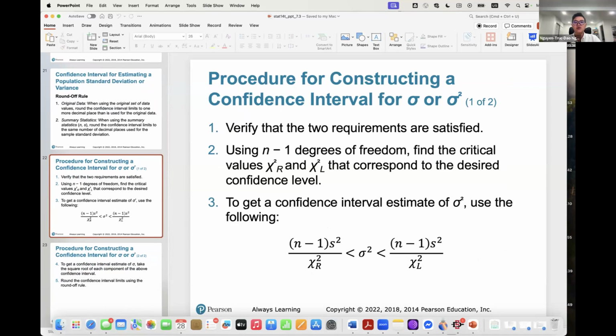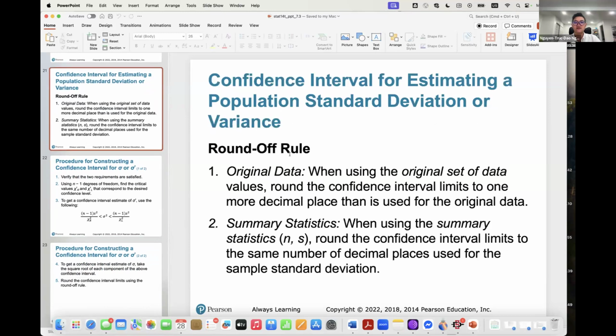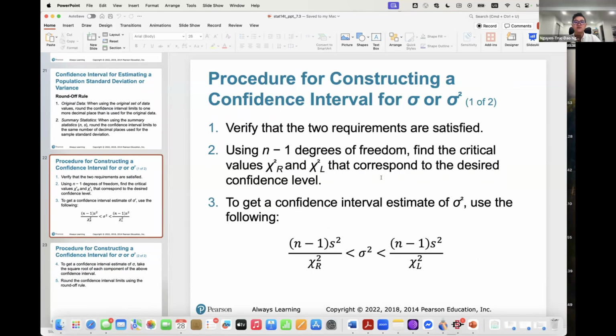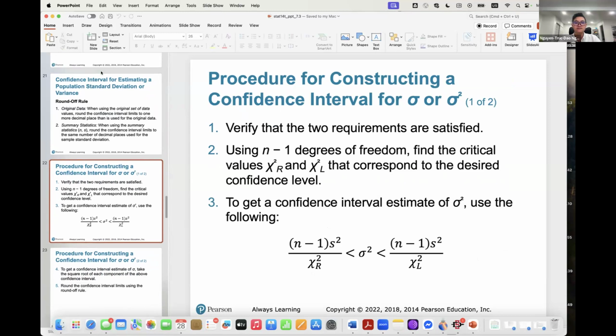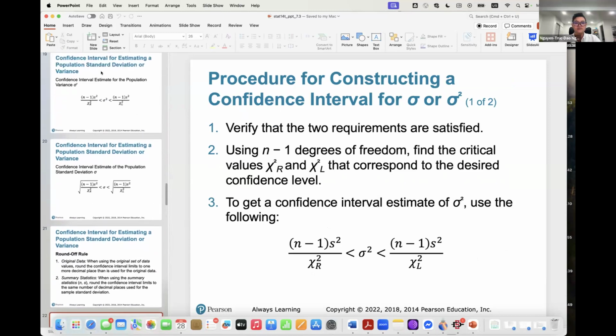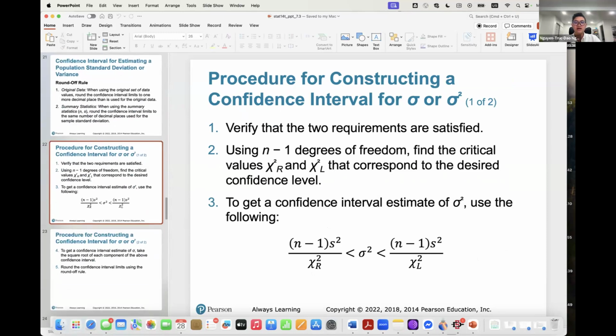Okay, let's see the procedure for constructing a confidence interval for sigma or sigma squared here. The first step, we verify that the two requirements are satisfied, the two requirements above, right? The second one, using n-1 degrees of freedom, we find the critical values chi-square R and chi-square L that correspond to the desired confidence level. In the third step, to get a confidence interval estimate for sigma squared, we use the following formula. This is the formula for sigma squared above.